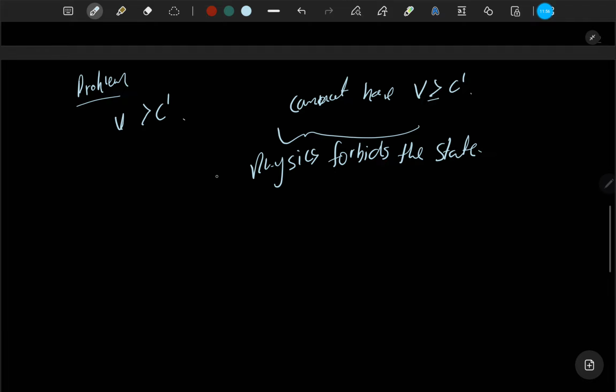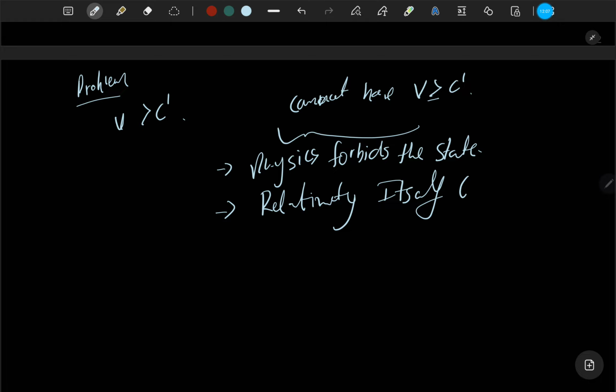The other one is relativity itself changes, but then you're basically rewriting the fundamentals. So okay, let's keep the relativity and just replace c with c dash, okay?